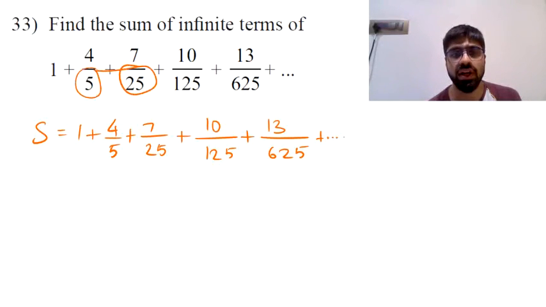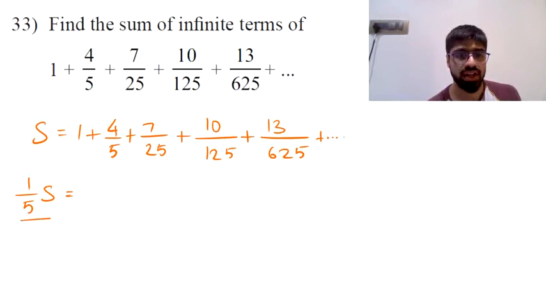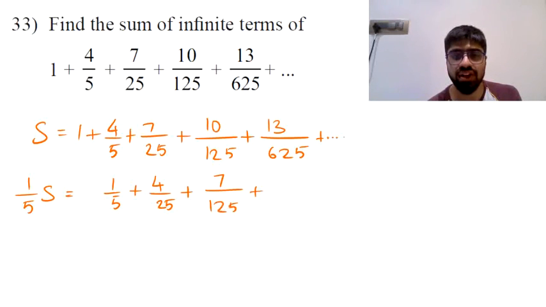The GP is 5, 25, 125, 625 and so on. It doesn't take a genius to understand that the common ratio here is 1 upon 5. Of course for 5, 25, 125 the common ratio is 5, but they are there in the reciprocals, right? So the common ratio we will say is 1 by 5. So we multiply this entire sequence with 1 by 5. So I have 1 by 5 into S on the left hand side. On the right hand side, the first term will be 1 by 5, but I'll prefer to write it below 4 by 5. Plus, second term will be 4 by 25, but I'll prefer to write it below this. I'll do the same thing with the subsequent terms. So then I will have 7 upon 125, 10 upon 625, and that keeps on continuing up to infinity.